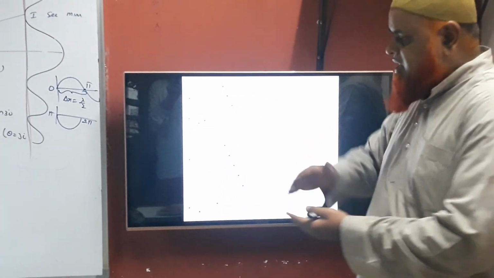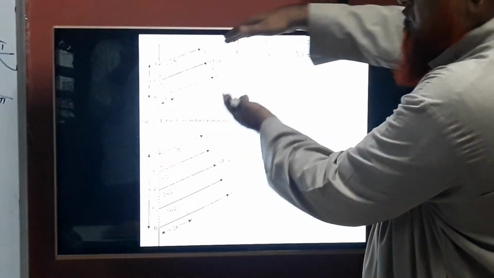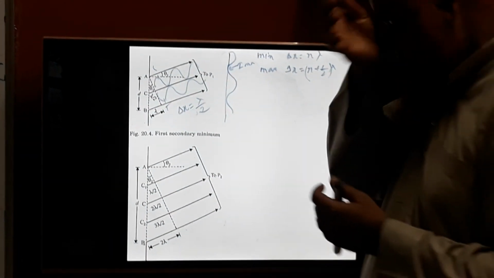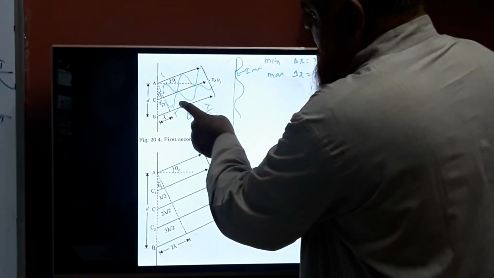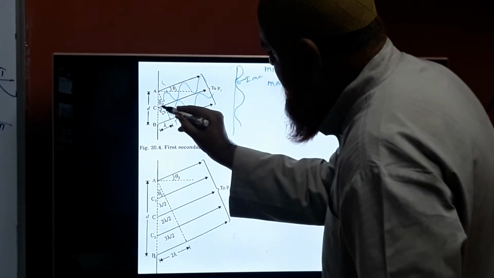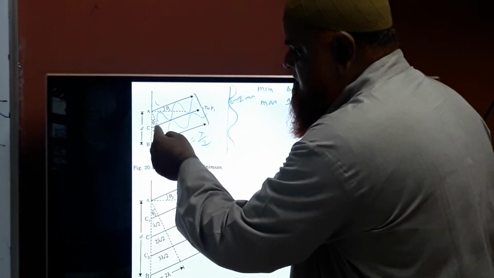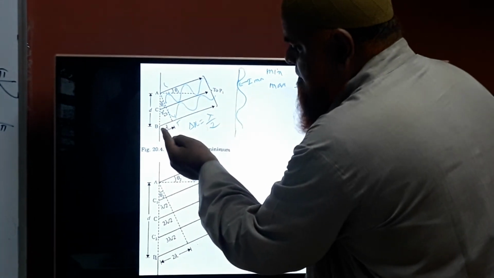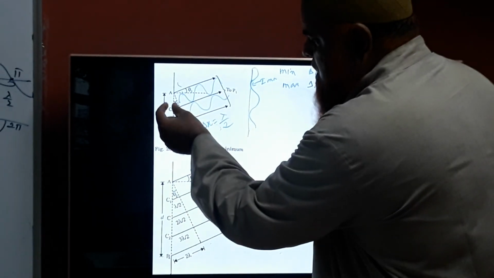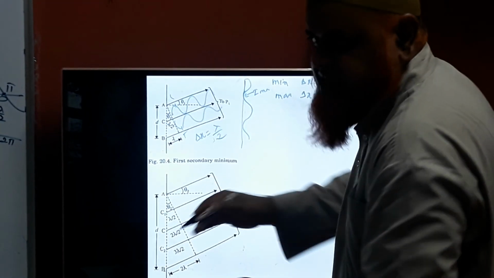See, automatically the slit is getting divided into two equal halves. And here, the upper wave and lower wave have a path difference of lambda by 2. Are you seeing lambda by 2 here? The path difference is lambda by 2. Again here, path difference is going to be lambda. So every step, lambda by 2 is increasing.